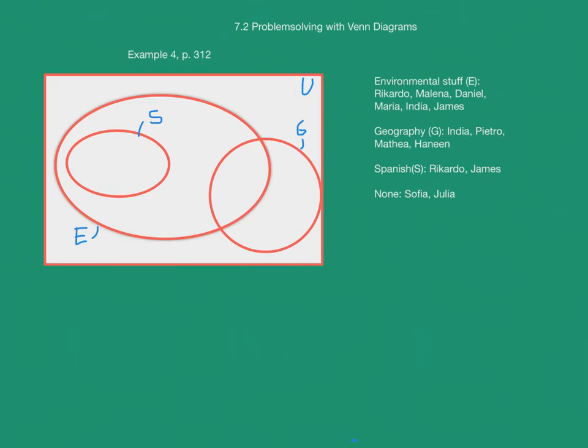So, we're still in chapter 7.2, we'll start looking at problem solving with Venn diagrams to find probabilities. And I'll just read the example 4 on page 312.